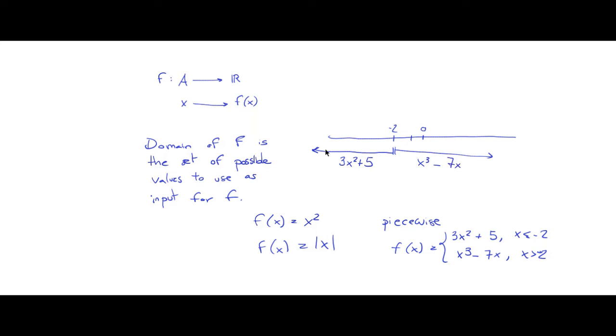So the assignment rule is different depending on the value of x you find yourself in. The domain of this function is actually the real line. For every number in the reals, you can assign a value to it.